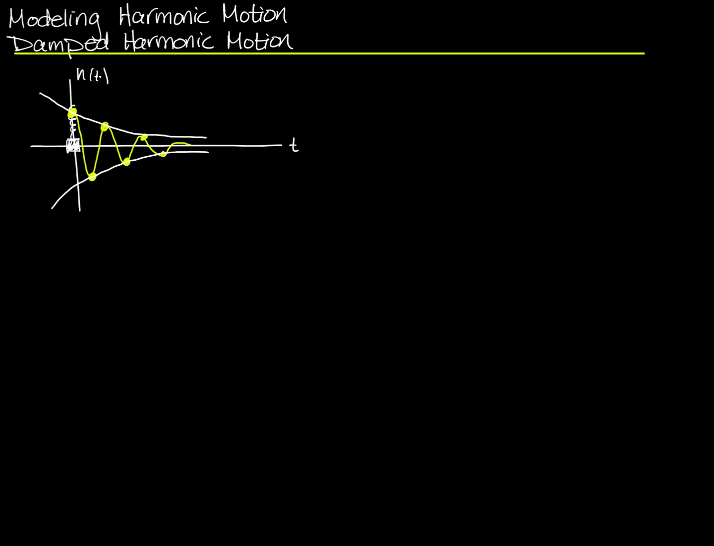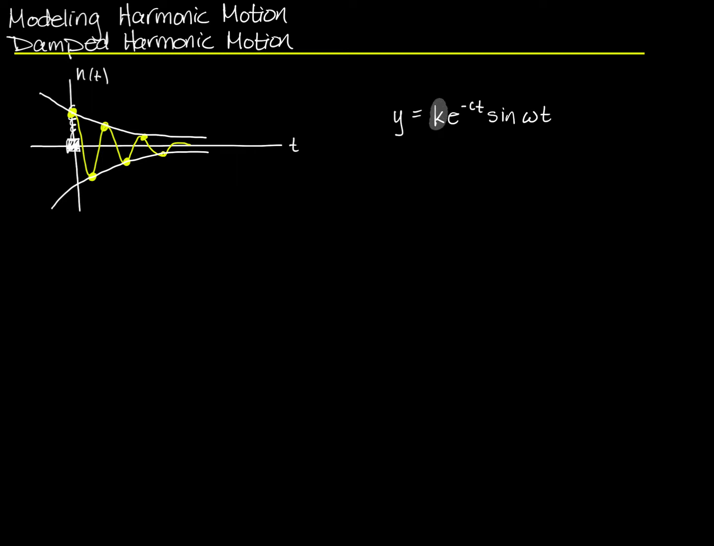Without going into too much detail, because the theory behind it is a bit more than we are really ready for in this course, a function that models damped harmonic motion can be written like this. K is a constant that tells us how big the curve gets. It's our amplitude. And then we have an exponential function times either sine or cosine of omega t.